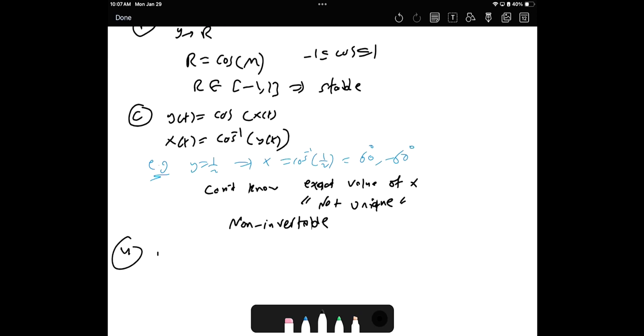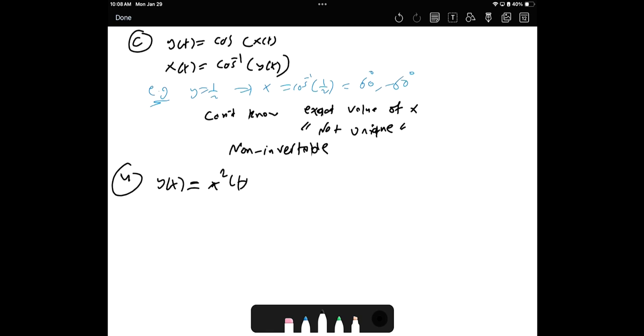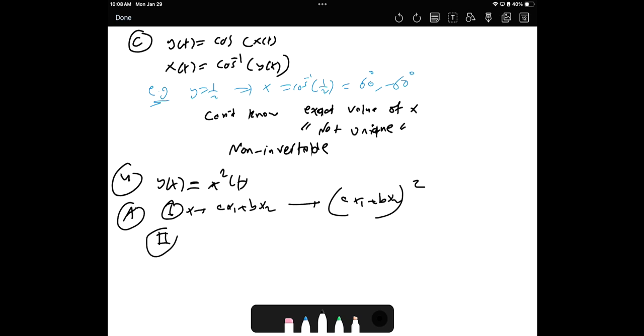Now, example number 4, y of t equals x squared of t. Since it's x squared, of course we will say it's nonlinear, but let's prove this using the analysis that we used to do. Number 1, part A, check whether it is linear or not. Replace every x by ax1 plus bx2. This yields ax1 plus bx2, all of it squared. Number 2, y1 equals x1 squared, y2 equals x2 squared. Therefore, ay1 plus by2 will be ax1 squared plus bx2 squared.